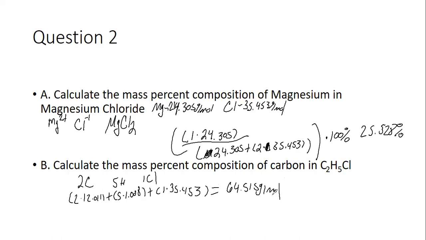Now I want to know the mass percentage of carbon. So I take the amount of carbon in that compound, 2 times its weight, 12.011, divided by the entire weight of my compound, which we just calculated, 64.515. Multiply that by 100%, and you get the mass percentage of carbon in this compound, which is 37.235%.